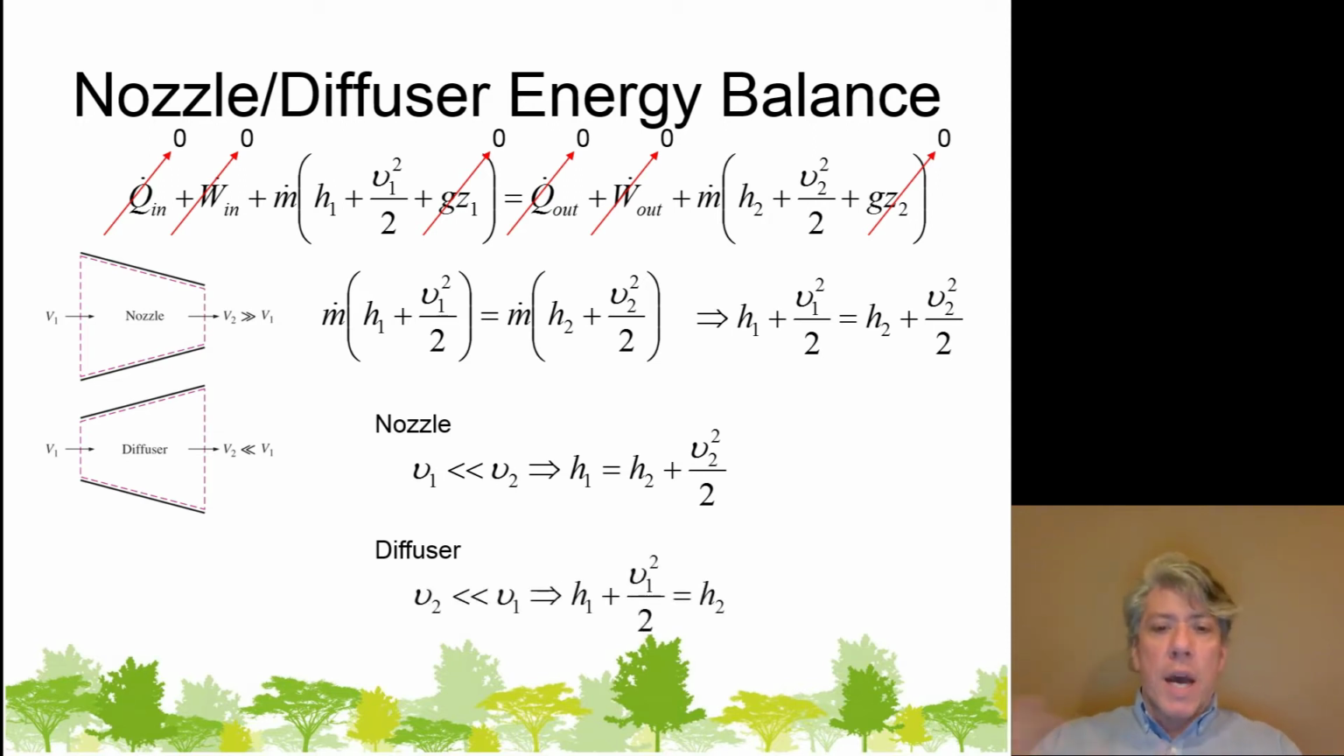For a diffuser, the opposite applies, where the incoming velocity is relatively high by comparison to the outgoing velocity. And so the outgoing velocity, once you square it and divide it by 2, it's not even worth talking about. So the kinetic energy at the exit, it's basically not there. And so we say that the incoming enthalpy plus kinetic energy becomes all enthalpy at the exit.